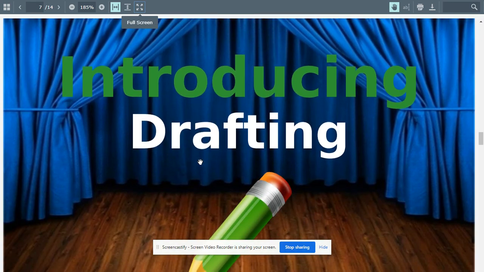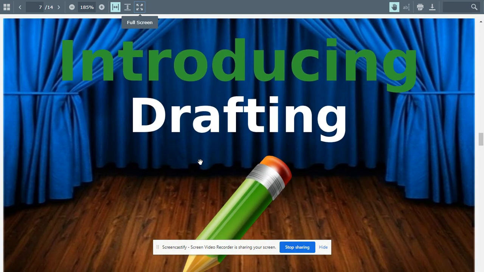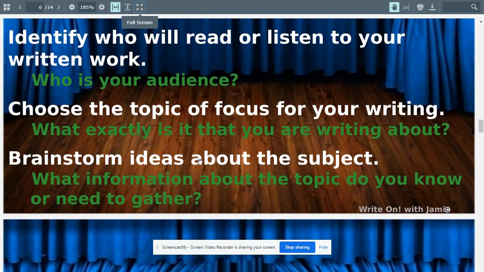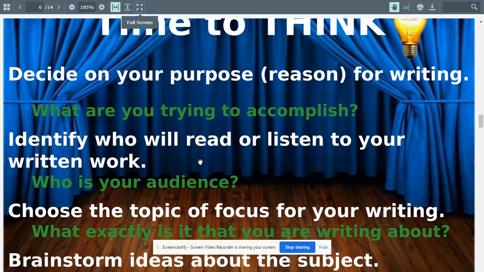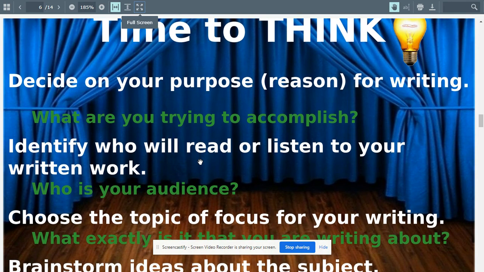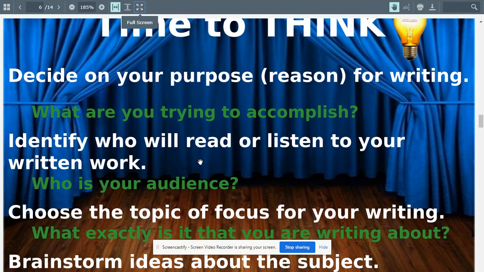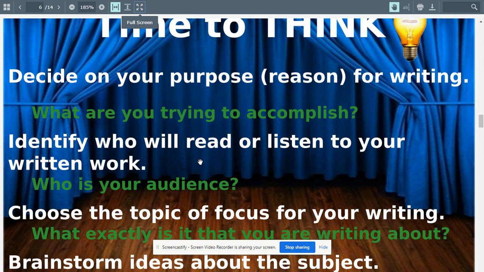All right, introducing drafting. Oh, hold on. We need to go back. What do you need to decide on? Decide on your purpose. That is number 7. All right, decide on your purpose. What can you ask to accomplish this goal?